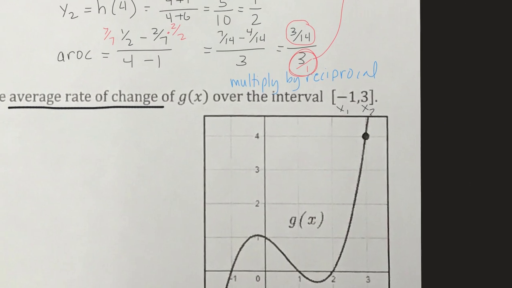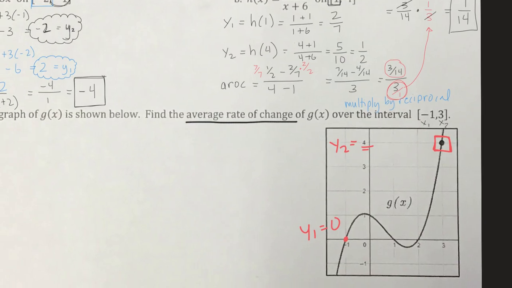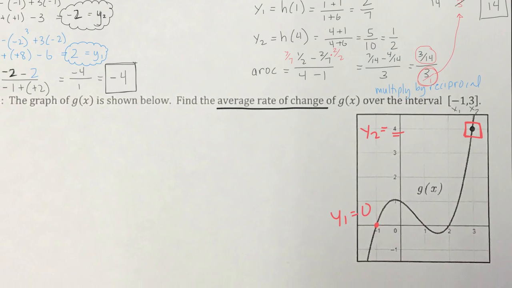So let's figure out what is the y coordinate that goes along with the +3 x value. The y value is 4. So y sub 2 is going to be 4 because that's the y value when x is 3. And what is the y value when x is -1? 0. So y1 will equal 0. If you're given an equation, you have to calculate them. If you're given a graph, you can find the y values by using your eyeballs and your amazing counting ability.